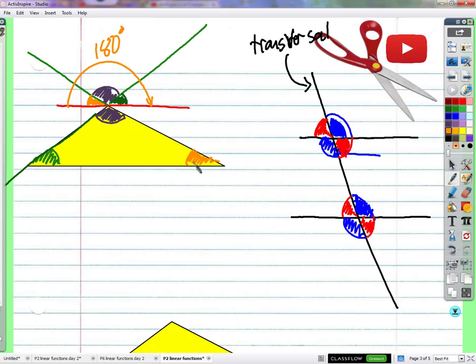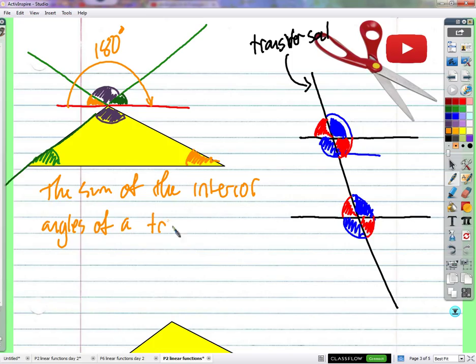We can put that in words. The sum of the interior angles, that just means the angles that are inside the triangle, of a triangle is 180 degrees. So there it is in a picture, and here it is in words. Okay. We're going to be learning some algebra, so I want you to show me an algebra.